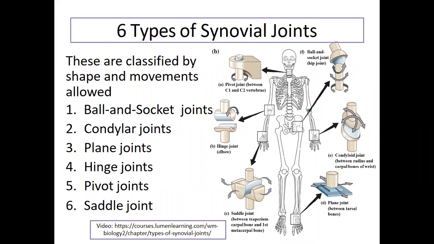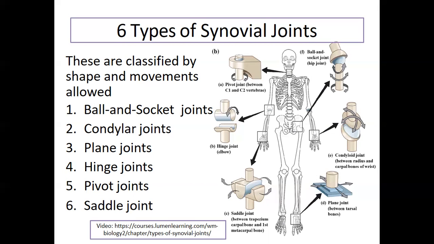Welcome back to chapter 8. This is the second video on joints. Last time we briefly introduced the 6 types of synovial joints. Synovial joints, which are the most abundant joints in the human body, are classified by their shape and the way they can move because of their shape. You have 6 different types of synovial joints.